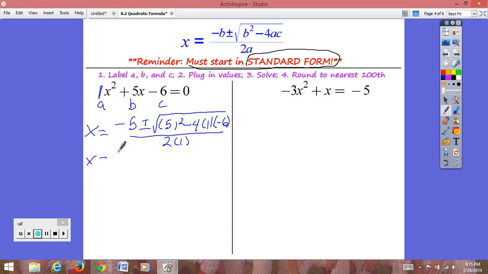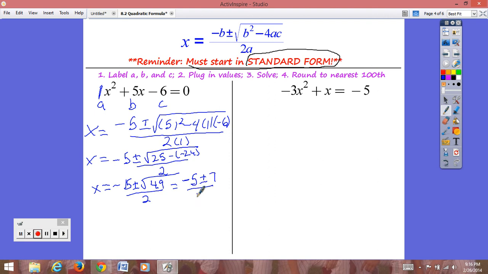So if we combine everything that's under the radical, that's what we do first in our order of operations. We get x equal to negative 5 plus or minus 25 minus negative 24 over 2. That is going to be equal to negative 5 plus or minus the square root of 49 over 2. And square root of 49 is 7, so we have negative 5 plus or minus 7 over 2.